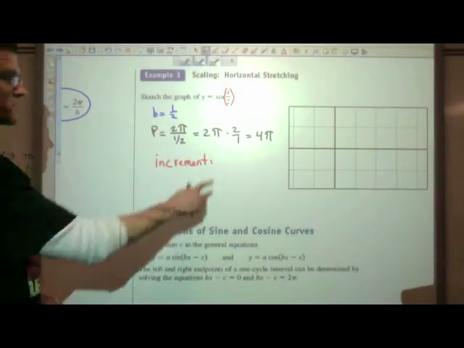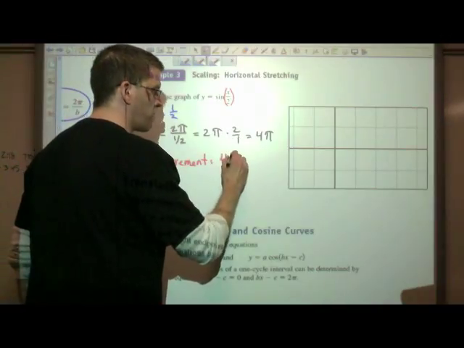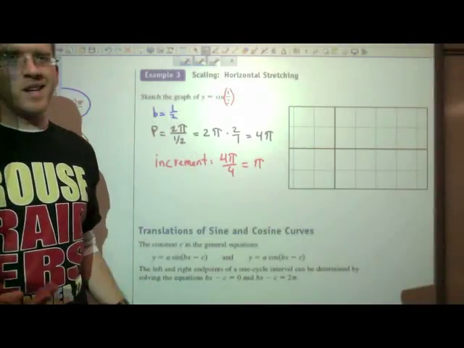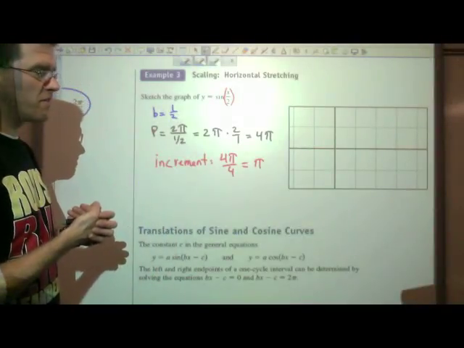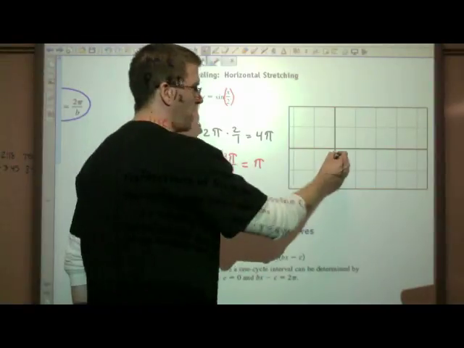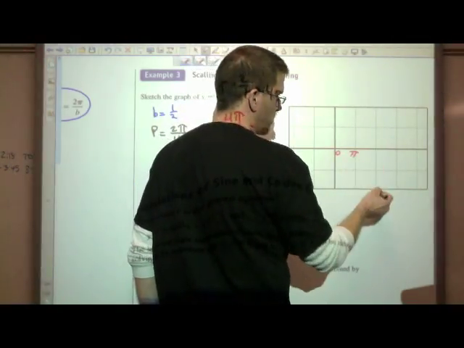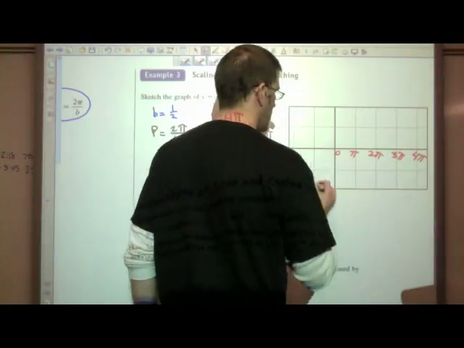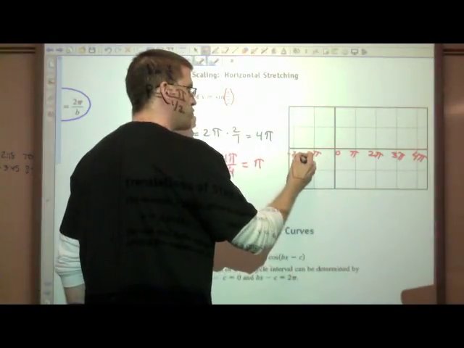So if my period is now 4 pi, then I just take my period and divide by 4 to get my increment. Some teachers don't teach the increment. I think it's beneficial to build a graph more efficiently and effectively. Notice the increment is pi, so I'm just going to count by pi's. That's what it tells me. And then I have negative pi and negative 2 pi.